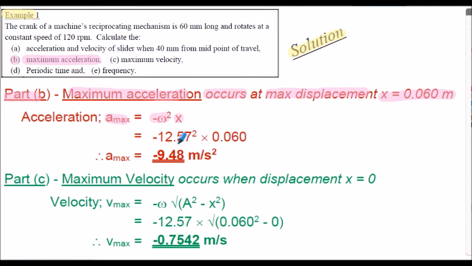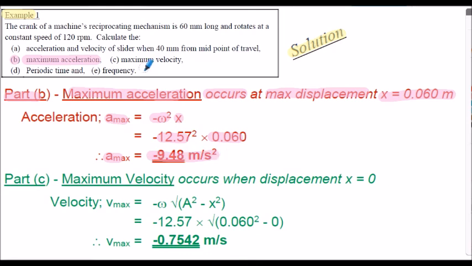So our omega is 12.57 radians per second. The x, which is actually the amplitude, is 0.06 meters in this case. So we can calculate the maximum acceleration in meters per second squared.